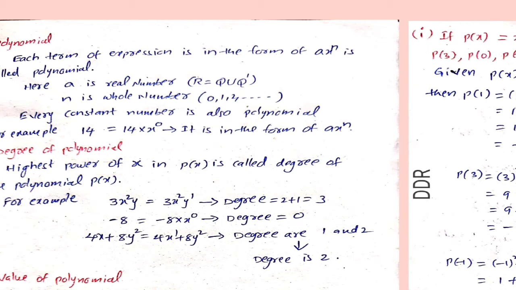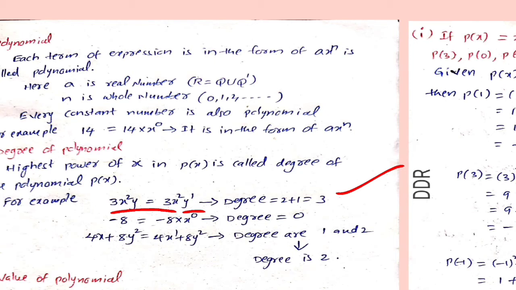Here, observe the three examples. The first example is 3x square y. How many terms are there here? Only one term, 3x square y. So 3x square into y to the power of 1. Then the degree is the sum of the powers: 2 plus 1 equals 3. So the degree of the given polynomial is 3.